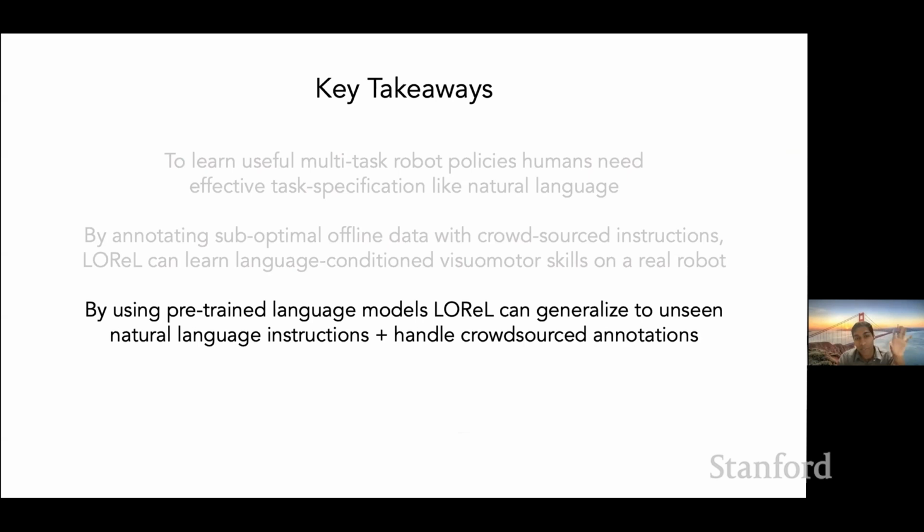And while we don't actually have an experiment testing this, I suspect that it's critical to being able to handle the diversity in crowdsourced annotations, when you have annotators giving you all sorts of funny ways of phrasing what the robot is doing. I think without the pre-trained language model, it would probably be very difficult to learn from that. So yeah, that's it. Thanks.